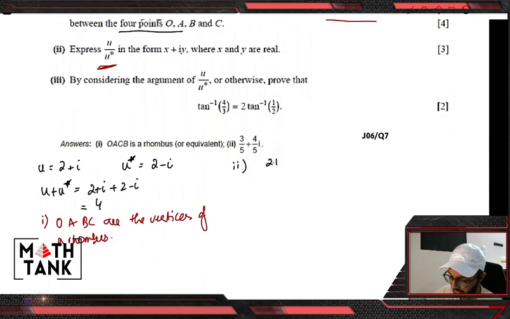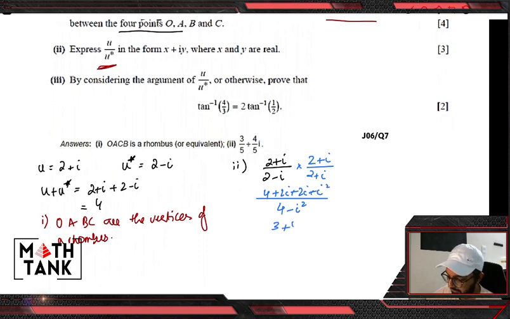U over U star, so 2 plus i over 2 minus i. I need to rationalize this. I'm going to multiply both the numerator and denominator by 2 plus i. I get 4 minus i squared in the denominator, and in the numerator I get 3 plus 4i. So i squared is -1, and in the denominator I get 5, so that becomes 3 over 5 plus 4 over 5 i.